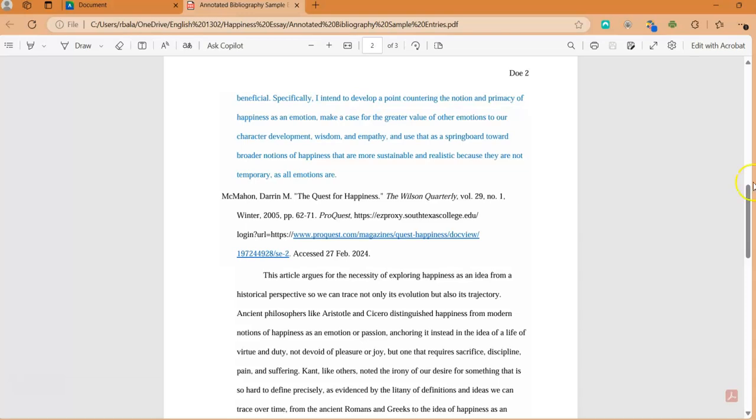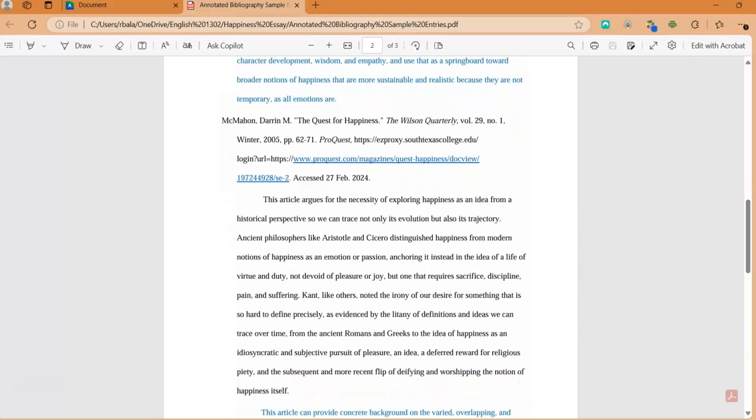And so this one, I have: this article argues for the necessity of exploring happiness as an idea from a historical perspective so we can trace not only its evolution but also its trajectory. Ancient philosophers like Aristotle and Cicero distinguished happiness from modern notions of happiness as an emotion or passion, anchoring it instead in the idea of a life of virtue and duty, not devoid of pleasure or joy, but one that requires sacrifice, discipline, pain, and suffering.